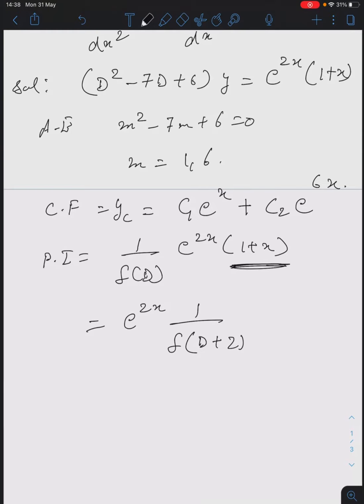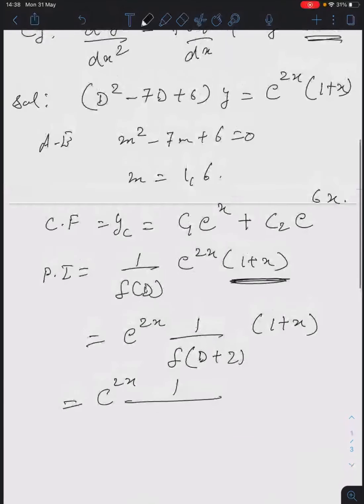D minus 2, you have to write it there. So this on 1 plus x. Let us write it e to the power 2x. What is f of d here? F of d is d square minus 7d plus 6. So d has to be replaced with d plus 2. So (d plus 2) whole square minus 7 times (d plus 2) plus 6 on 1 plus x.